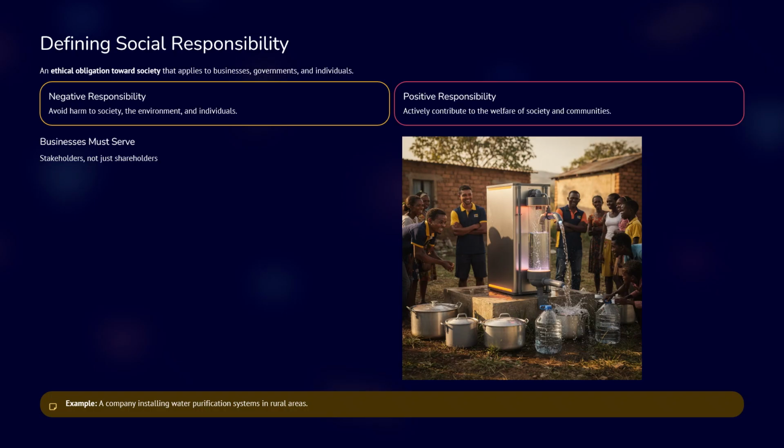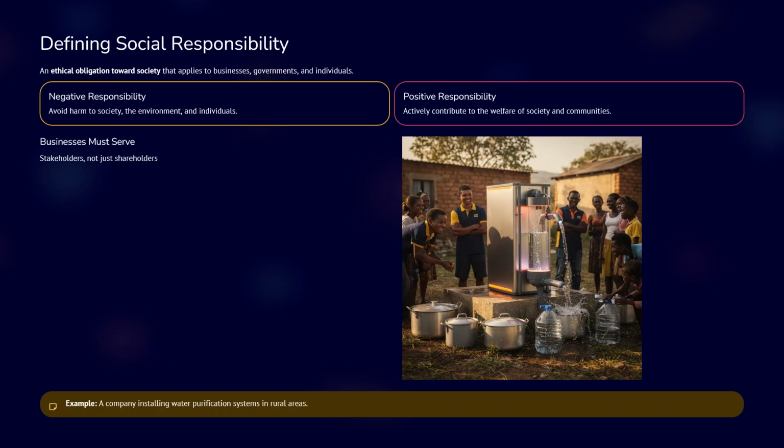A negative responsibility means we refrain from acting in a way that harms others, such as a factory deciding not to dump waste into a river. A positive responsibility means taking actions to improve society, like a company building a local school.